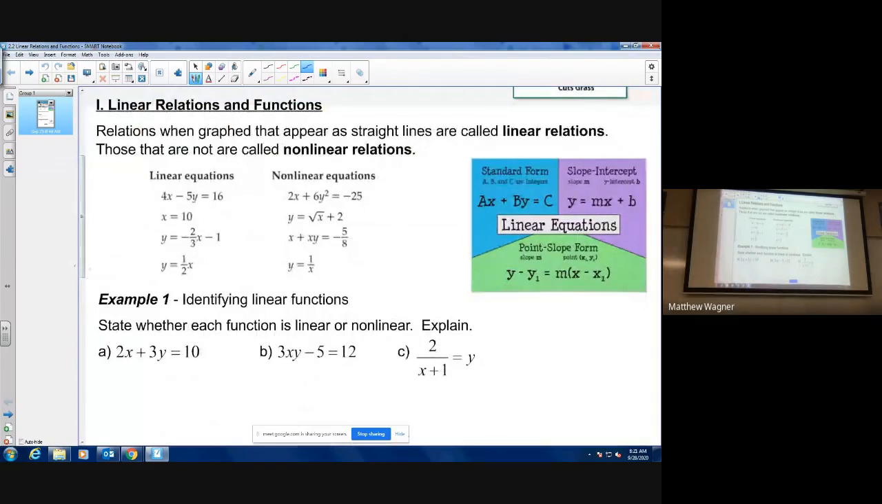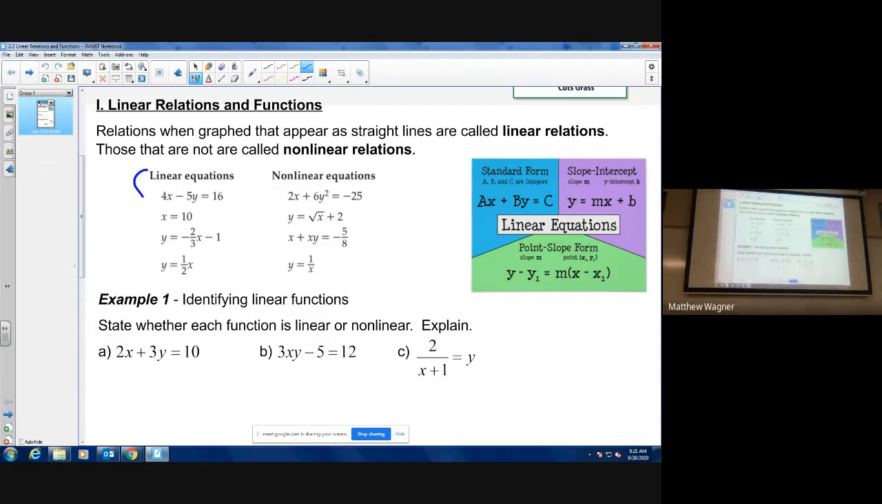Linear relations and functions. Obviously, most of what we've done up to this point is linear functions. That's basically all of algebra 1. Sometimes it's called linear algebra instead of algebra 1. Towards the end of algebra 1, we do get into some non-linear equations, okay?